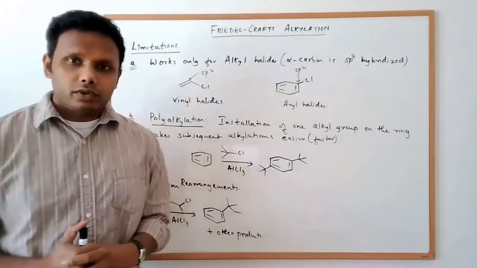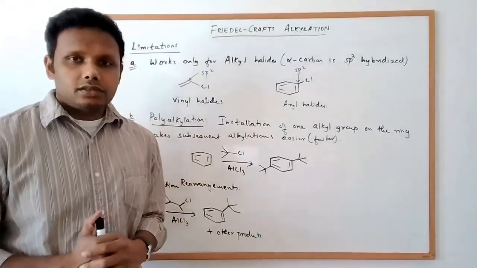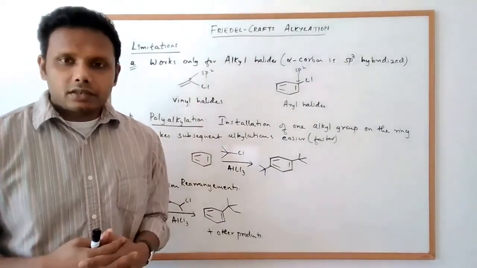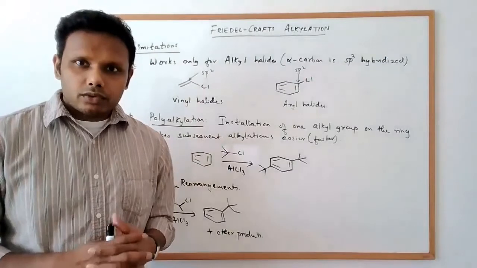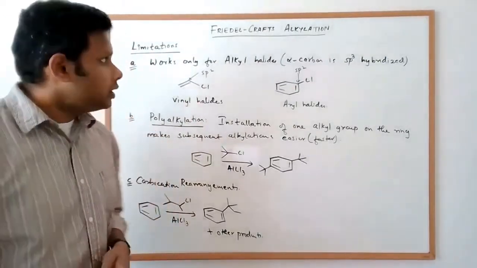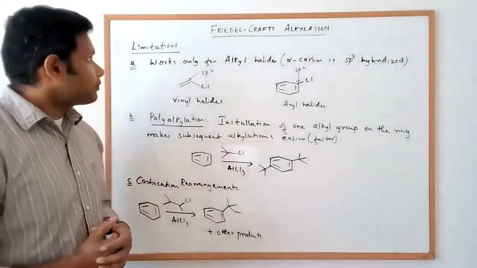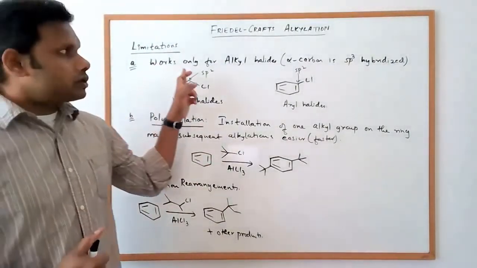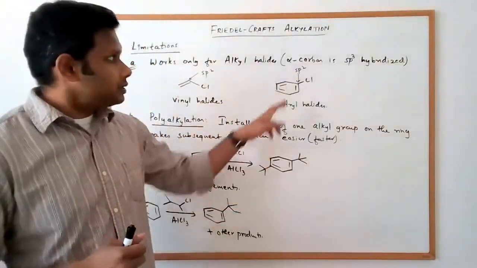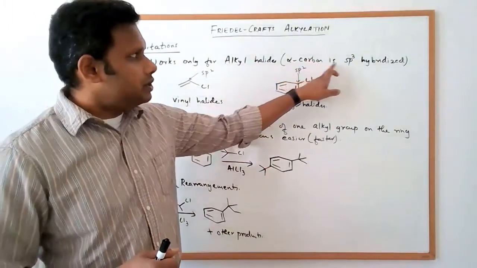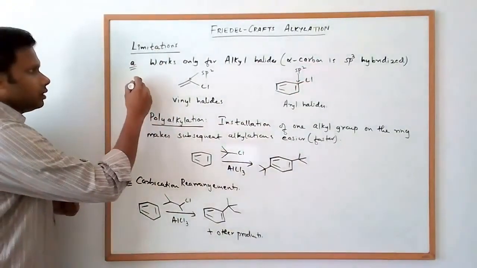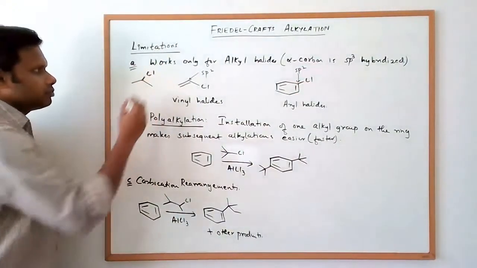So in this part of the video, we're going to talk about some of the limitations of the Friedel-Crafts alkylation reaction. Although it's a great reaction at alkylating aromatic compounds, which means installing an alkyl group on an aromatic framework, the reaction has some limitations. One being that it works only for alkyl halides. And I want you to read this as an alpha carbon, which is sp3 hybridized. So we need something where the alpha carbon is sp3 hybridized.